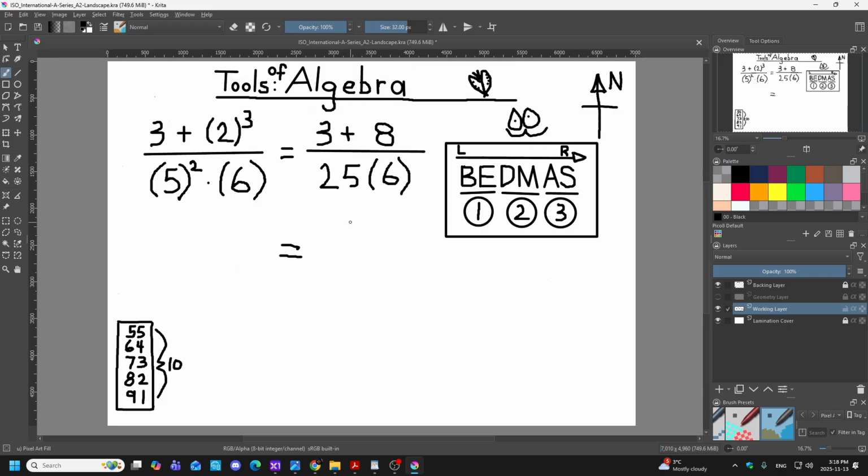All right? Let us continue. 3 plus 8 is 11. Now let's do our 25 times 6. We'll do the long work. 6 times 5 is 30. Carry the 3. 6 times 2, 12. Plus 3. 13, 14, 15.